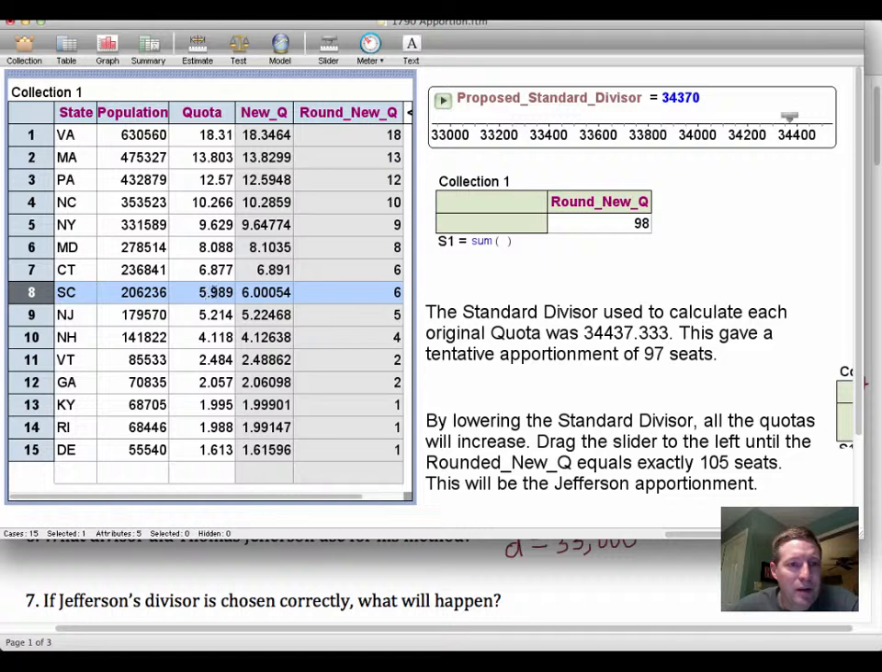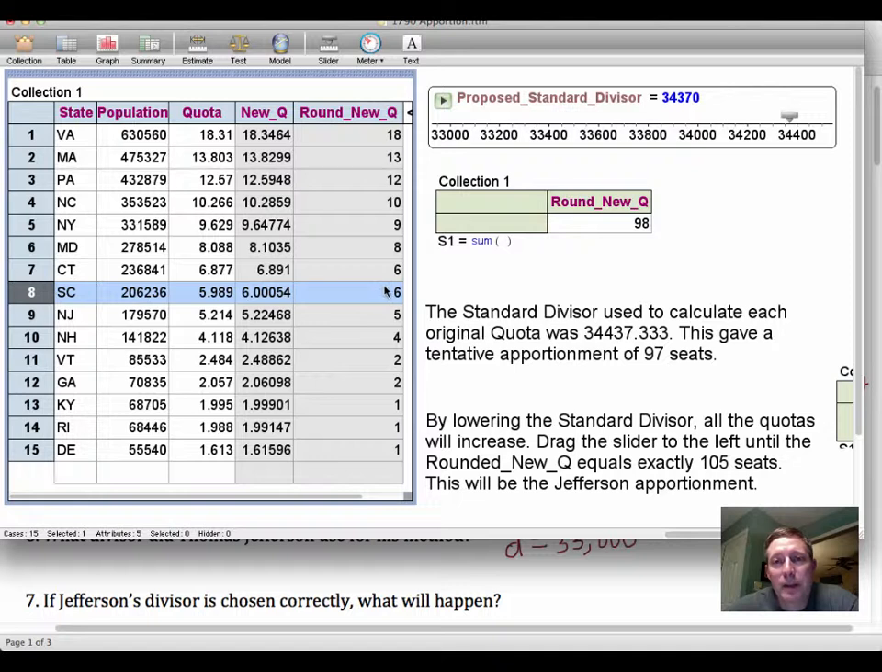South Carolina started out with an original quota of 5.989. But by the time we reduced our divisor down to 34,370, it was just enough to qualify them to earn their sixth, 6.00054. So the very first state to earn another seat was South Carolina. Now, the question I have for you is, how could we have predicted that South Carolina would have gotten the next seat? How did we know that they would be the first one to earn their next seat?